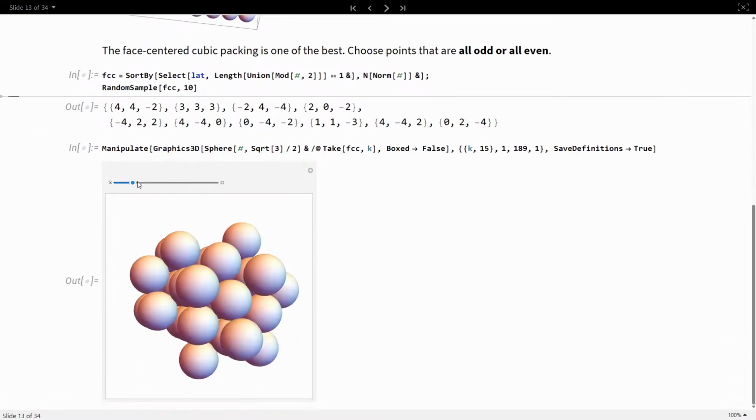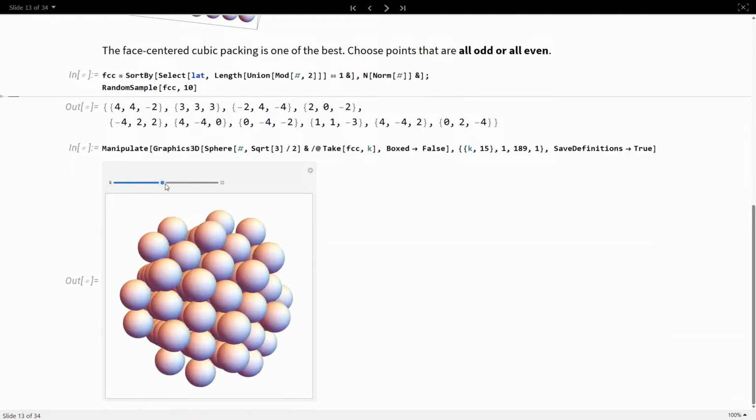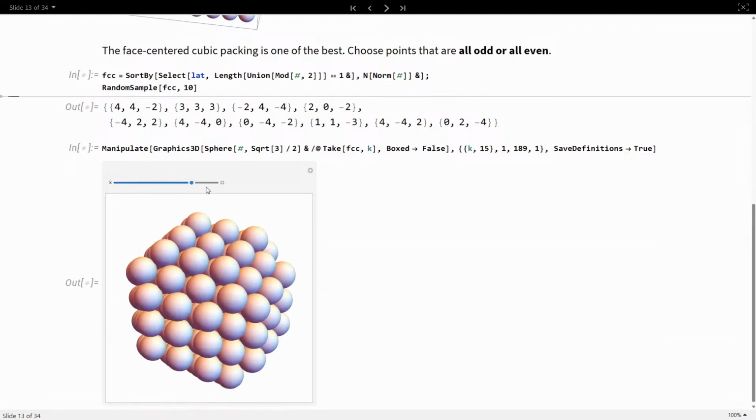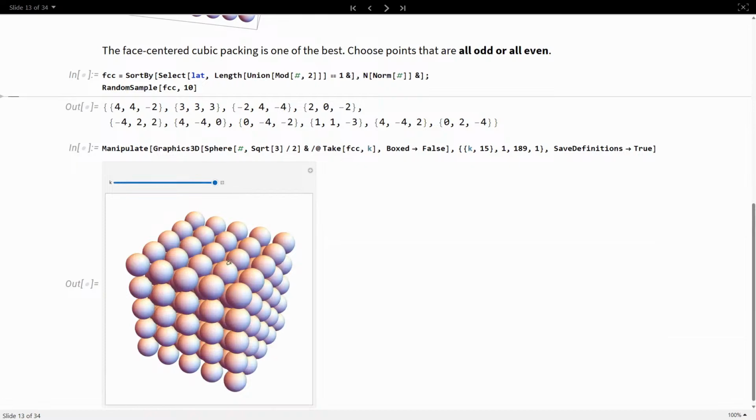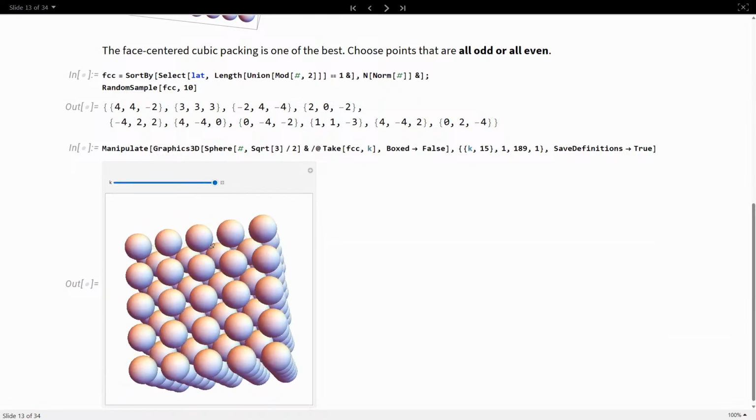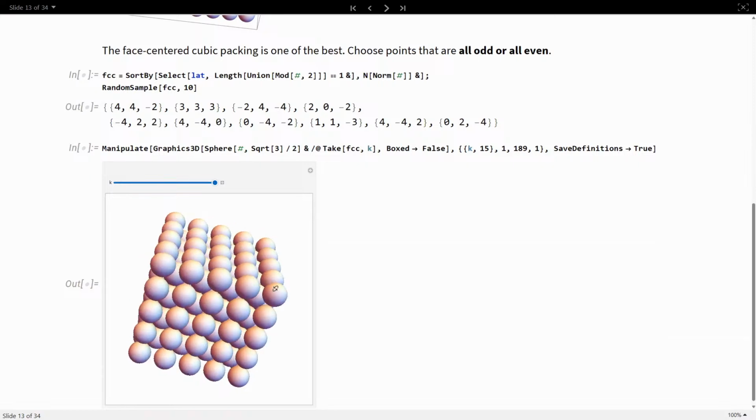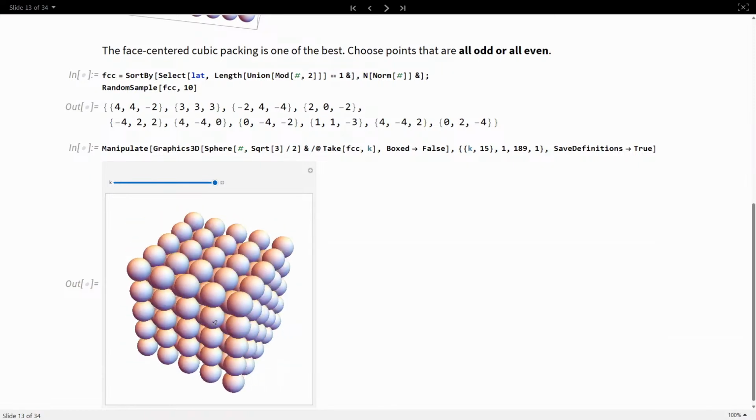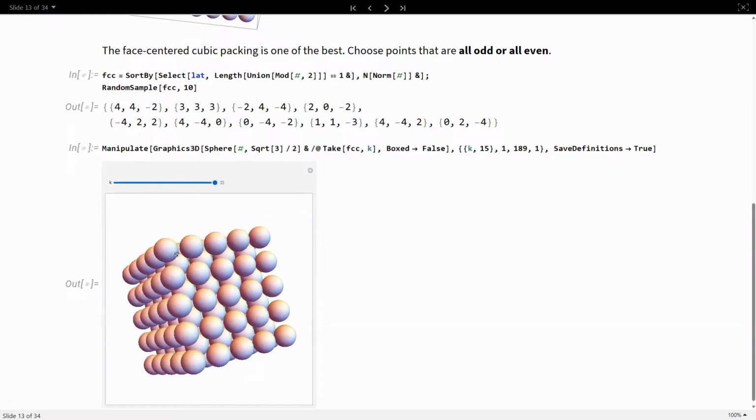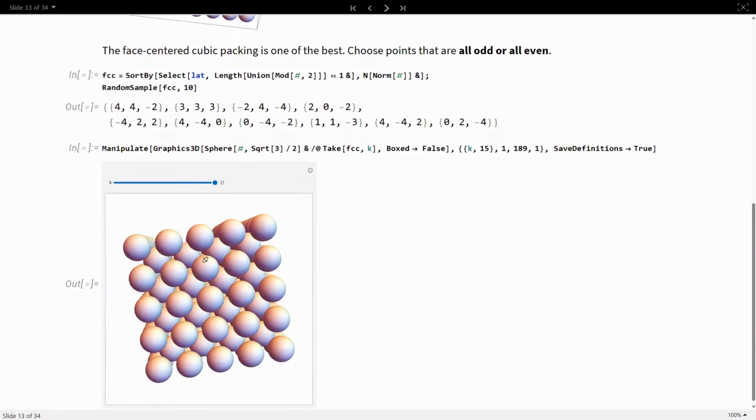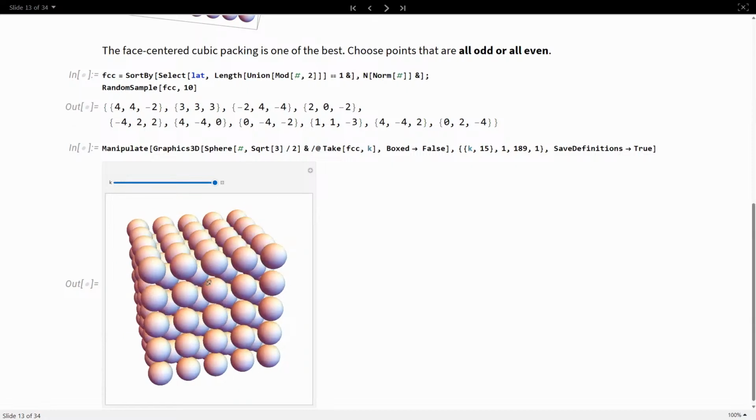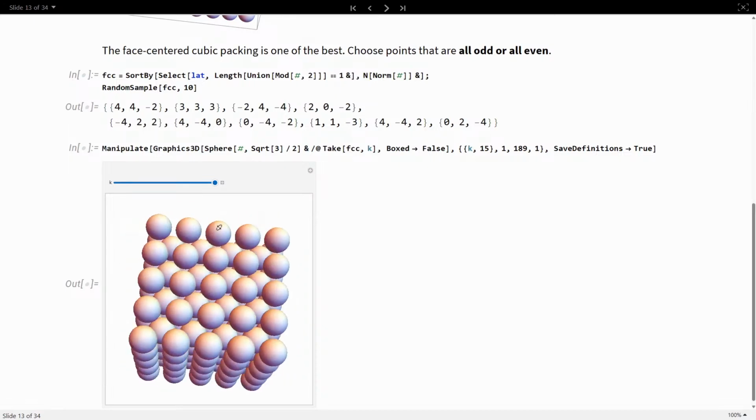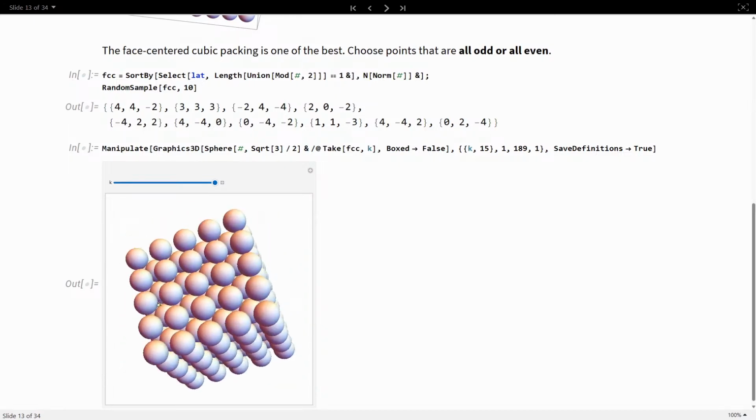And here we can grow the sphere packing until it fills the cube. So this is the densest packing by spheres from those lattice points that I started with at the top. By picking out all the even vertices, the all even vertices and the all odd vertices will fit together very nicely for packing spheres.